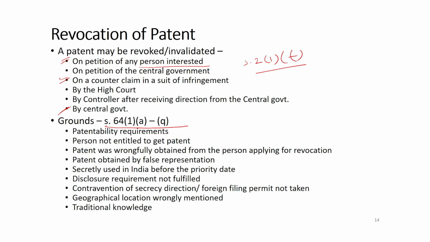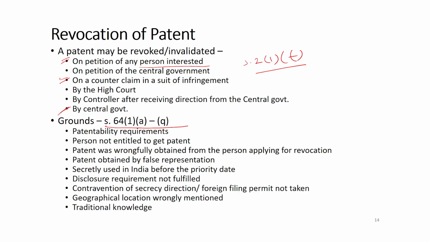I was working in somebody's lab. I took away the notes, developed the invention, and filed the application before the person who owns it could file. So it is wrongfully obtained. Patent is obtained by false representation. The invention was secretly used in India before the priority date of filing. Before you filed your application, you were already using it somewhere secretly.